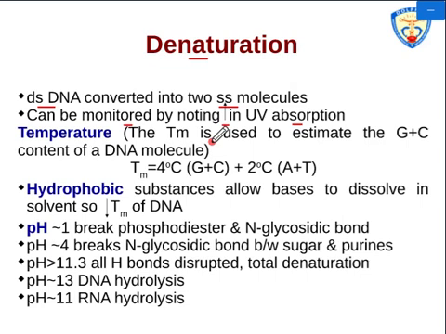So we can monitor denaturation by noting the increase in ultraviolet absorption at 260 nanometers, where the double-stranded DNA will give you minimum absorption, and when it is converted into the single-stranded form, the nitrogenous bases are comparatively free and absorb more ultraviolet light at 260 nanometers. There are different methods to denature the DNA. The first one, which we will also be using in the laboratory, is temperature.